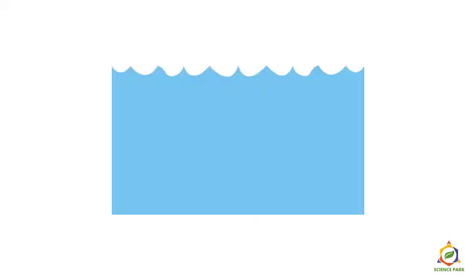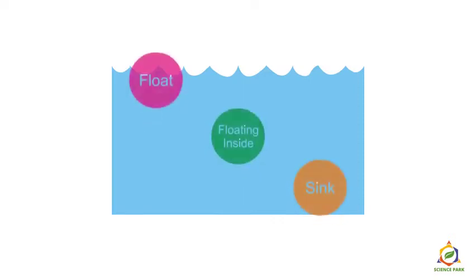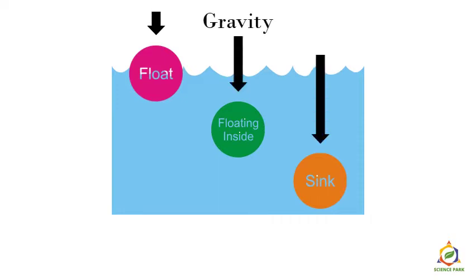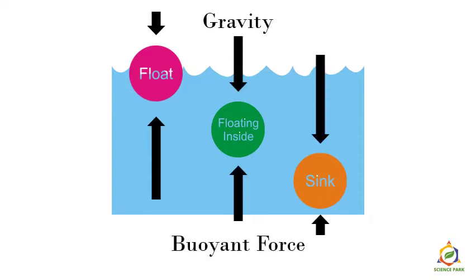Now we know that there are some materials which float on water. There are some which sink to the bottom, and there are some material which float inside the surface of the water. Yes. Now here we have those three materials. Now let's talk about the forces acting on these three materials one by one. So as we have seen earlier, there are two types of forces. One is the gravitational force, another is the buoyant force. Now let's take the first object which is floating on the surface of the water.